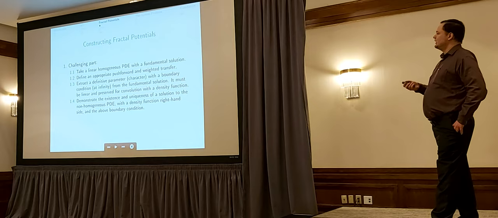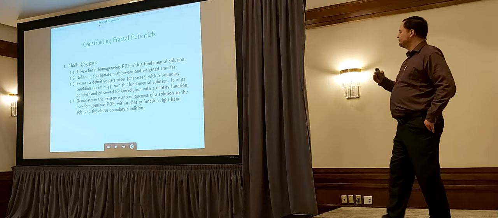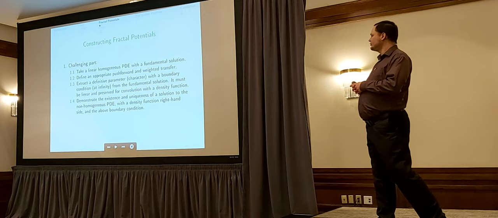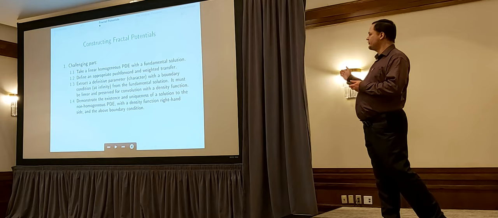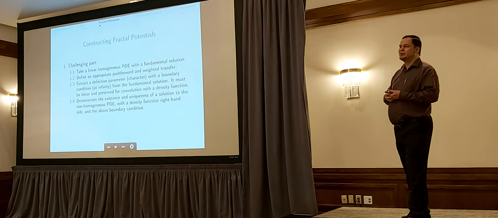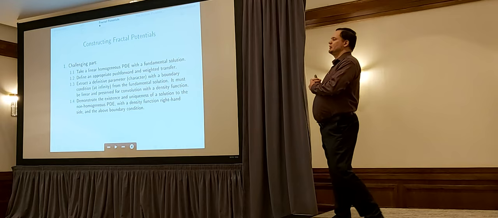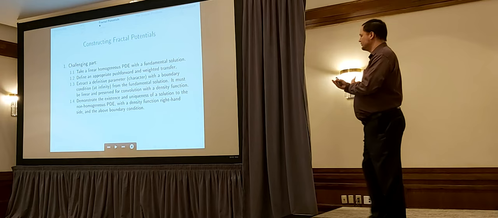This character, this boundary condition at infinity, must be linear and preserved under convolution with a density function. We demonstrated the existence and uniqueness of a solution to the non-homogeneous PDE with a density function on the right-hand side and the above boundary condition. That's the whole point of having this boundary condition, so that we would have existence and uniqueness of solutions. Like I said, you want to arrive at a link between probability measures and functions, and that link should be bijective, actually a bijective isometry.